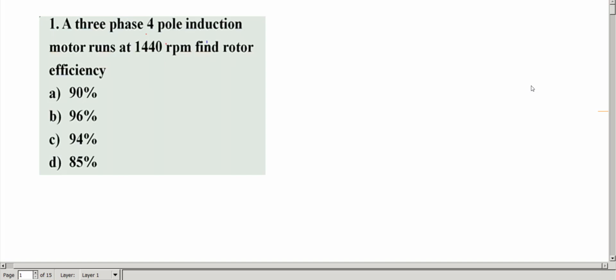Let's see the first question. A three-phase 4-pole induction motor runs at 1440 RPM. Find the rotor efficiency. Question la paranga. He asked that rotor efficiency.